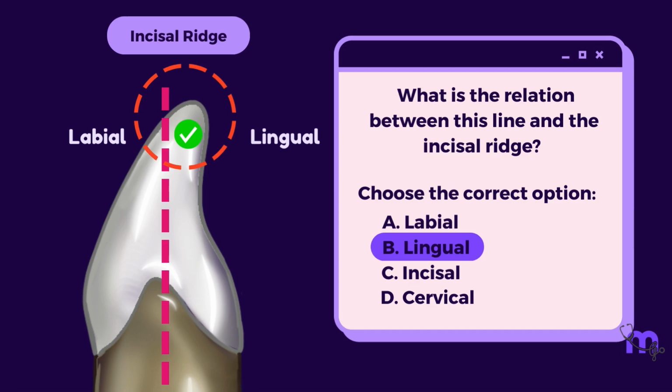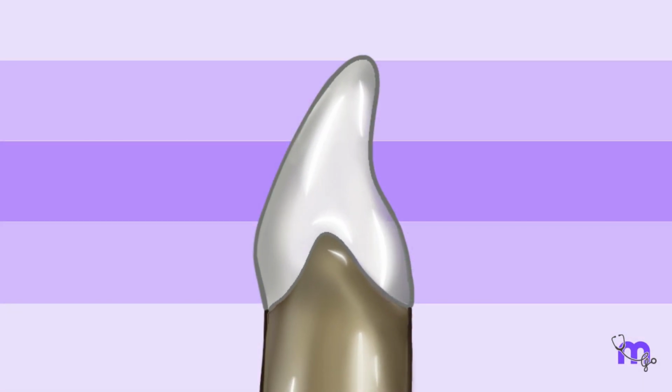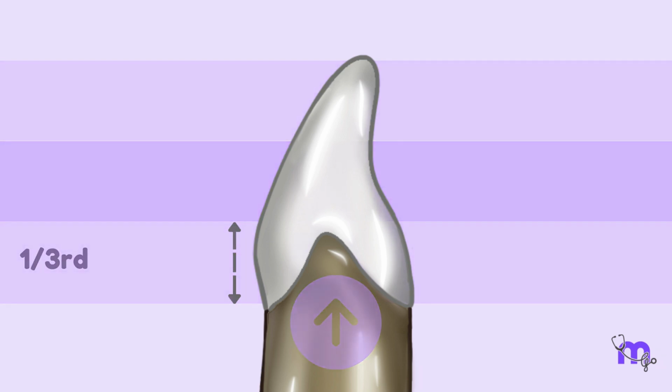The incisal ridge is situated towards the lingual side. So remember, the labial faces of the mandibular incisors are inclined lingually so that the incisal ridges are lingual to a line bisecting the root. Next, let's observe the cervical line. It is curved incisally and extends up to 1/3 the length of the crown.